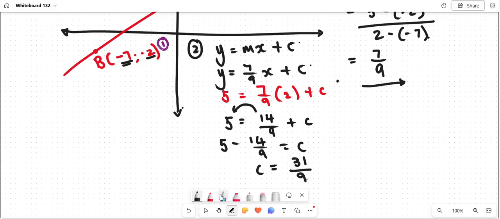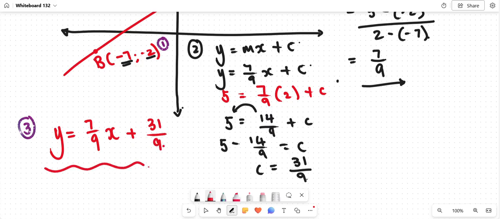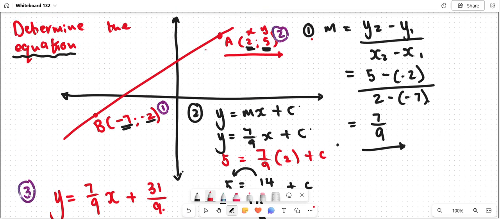So what does this mean? It therefore means, step number 3, that my equation is y is equal to, you substitute your gradient and you substitute your C value. And there we go. And so this is our equation. Another thing you could double check is if you put in that C value there, it gives you 3.44 and so on. So there we go. Let's try the next example.